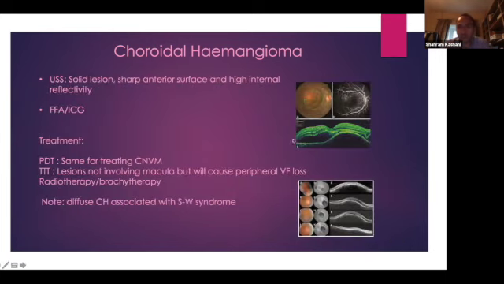So here's another picture of it. So you can see what I was telling you here in the OCT. You can see a definite smooth elevation. This looks very different to a pigment epithelial detachment, which is often a lot smaller in base than that.